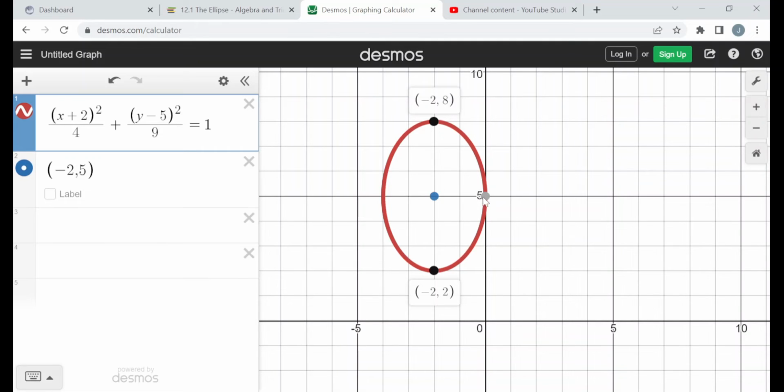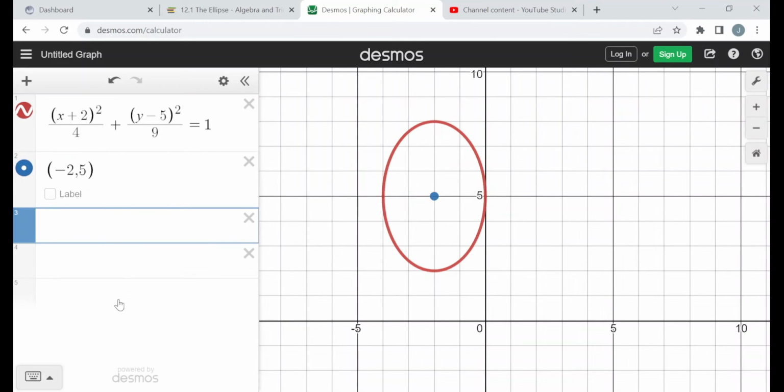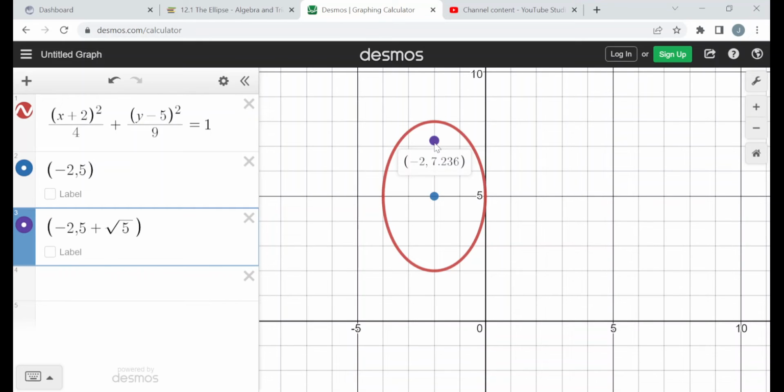And then I went right 2, the value of B was 2. I went right 2 for co-vertex 0, 5. And then from the center, left 2 for co-vertex negative 4, 5. Exactly what I have on my drawing. And then if you'd like to see where the foci are, remember those were at negative 2, comma 5 plus the square root of 5. And there's that point that just showed up there on the major axis, this point here. There's one focus.